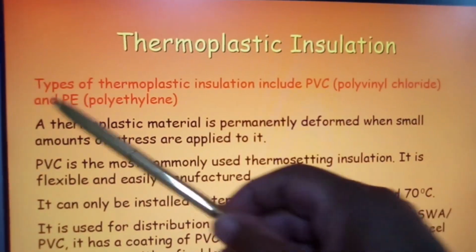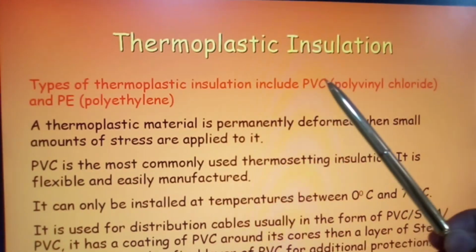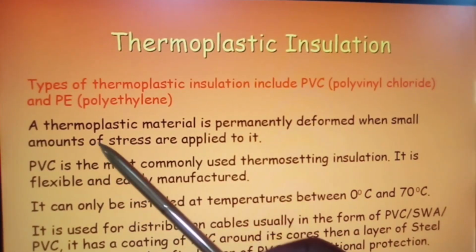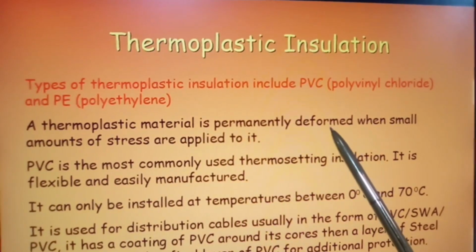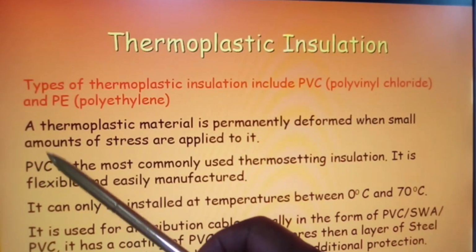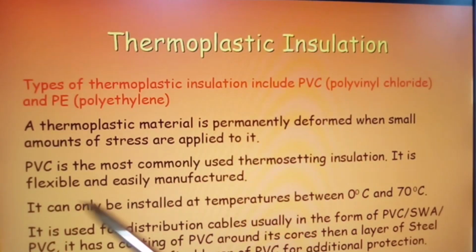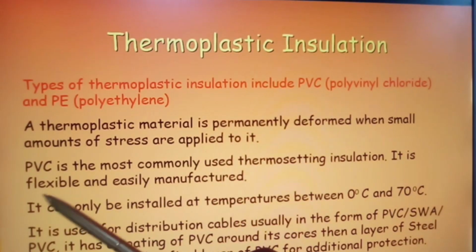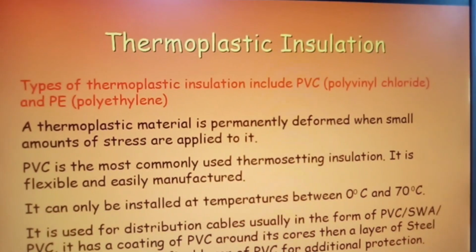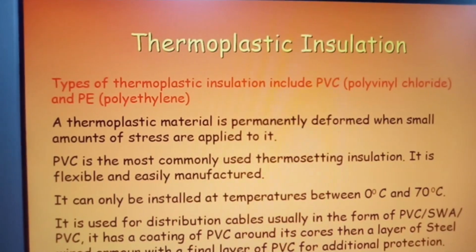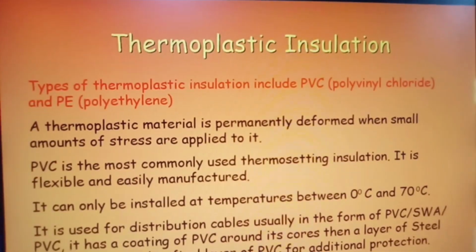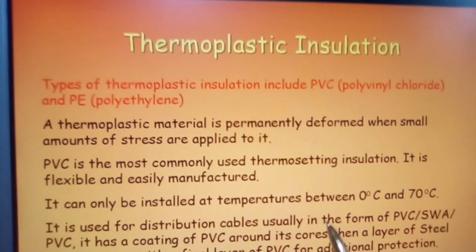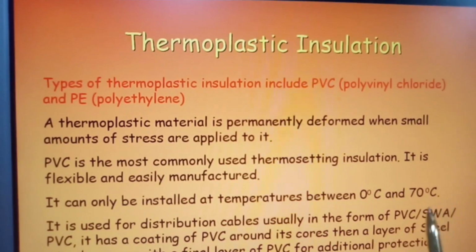Thermoplastic insulation. Types of thermoplastic insulation include PVC, polyvinyl chloride, and PE, polyethylene. A thermoplastic material is permanently deformed when small amounts of stress are applied to it. PVC is the most commonly used thermoplastic insulation. It is flexible and easily manufactured. It can only be installed at temperatures between 0 degrees Celsius and 70 degrees Celsius.